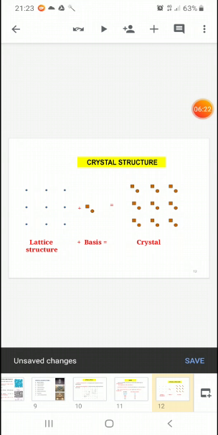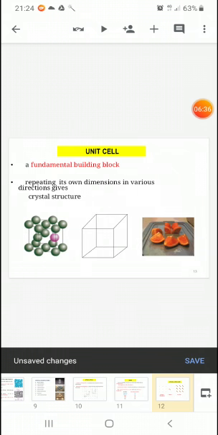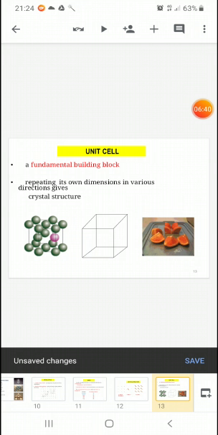Now, after that, the important quantity in the crystal structure is the unit cell. Unit cell is nothing but a fundamental building block, repeating its own dimensions in various directions, which gives the crystal structure. These are the figures. Here the fundamental building blocks are observed in a repeating manner.